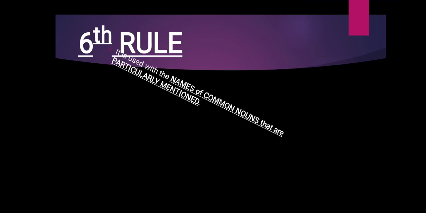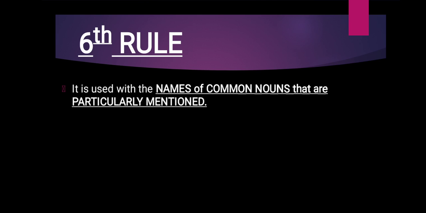Then comes the sixth rule. It says that the article "the" is used with common nouns that are particularly mentioned, when they are agreeably particular for the reader or listener. For example, "Give me the book, please." Here, the speaker or the writer and the listener or the reader both know that they are talking about a special book, that the speaker wants to have.